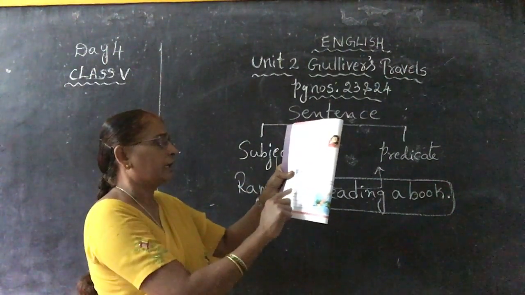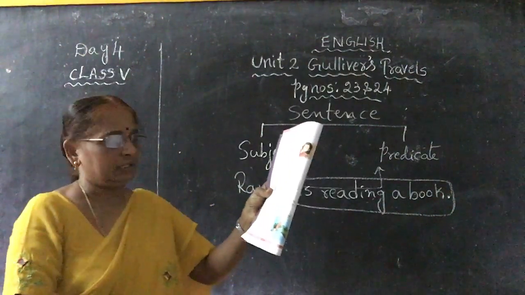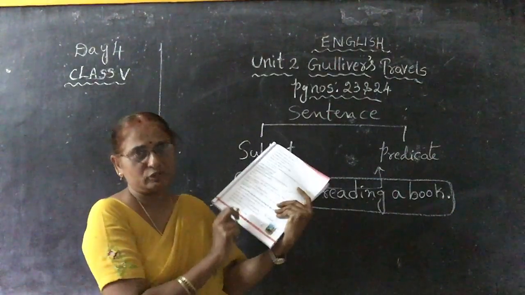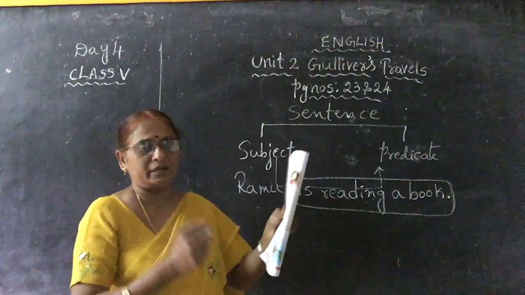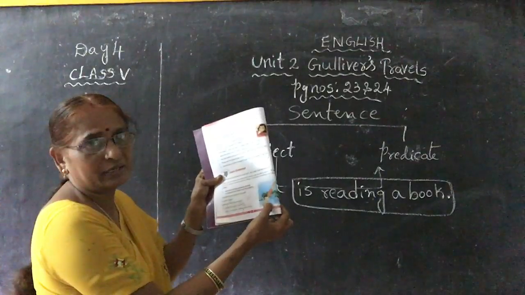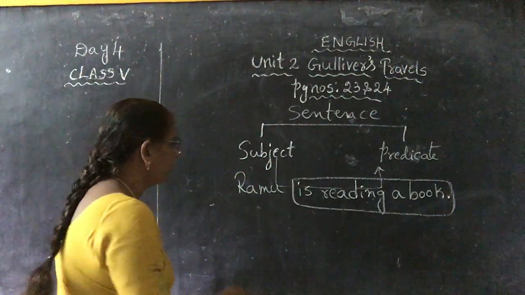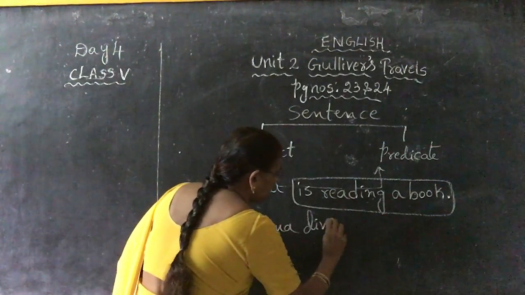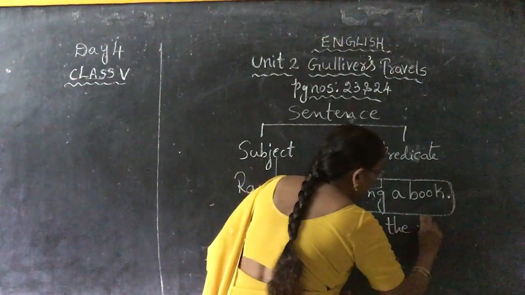Coming to exercise B. See this picture? Read the following sentences carefully and separate the subject and the predicate. Here they have given 1 to 8 sentences on page number 22 and 23. In these sentences we have to separate which is subject and which is predicate, children. See an example: Seema dived into the pool. Dived means what? See this picture. What is the pool? Swimming pool.